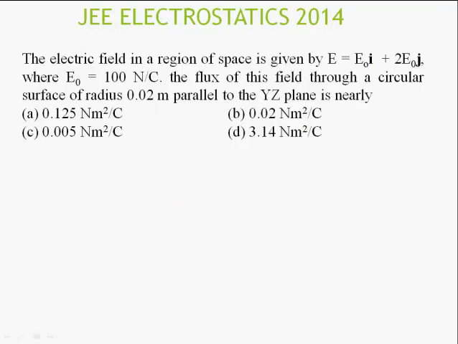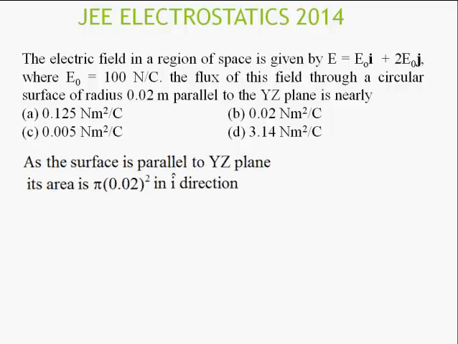Now one more, again a similar question in one more set. Here he has given the electric field in i and j. The value of E0 is given, and he says you have to find the flux of this field through a circular surface of radius 0.02 meter parallel to the YZ plane. So 0.02 meter radius in the YZ plane. We should remember that in Gauss law we have studied that area is a vector. So we should know what the direction of it is. YZ plane means it is the i direction. So as the surface is parallel to the YZ plane, the area is pi into 0.02 whole square in the i direction, that is the X direction.